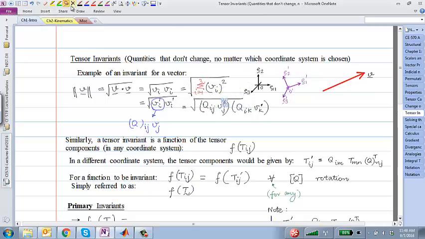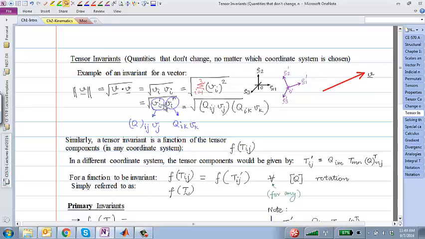And I don't need the primes. So all I did was took Vi prime and converted it to Qij Vj, and the same thing for the second one, that is Qik Vk. Now you have to convince yourself first of all that the substitution I made here is valid. I'm just substituting from the previous page of the primed components.